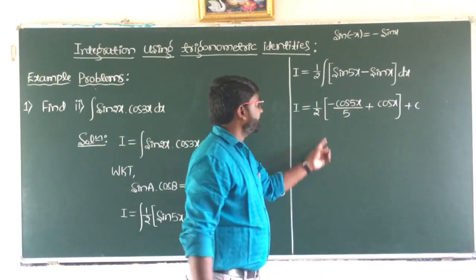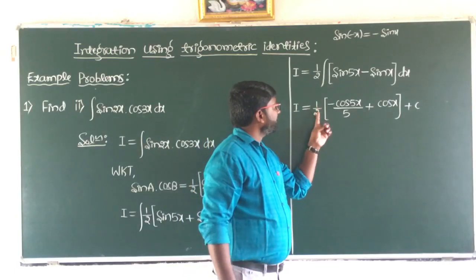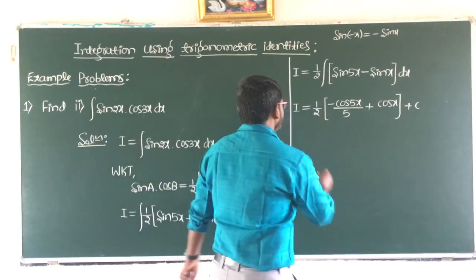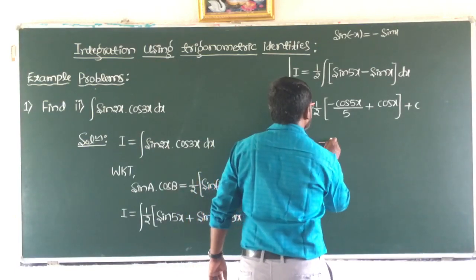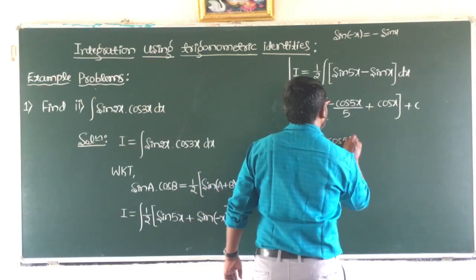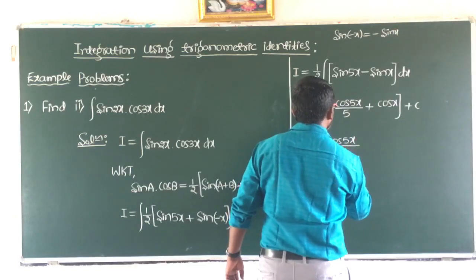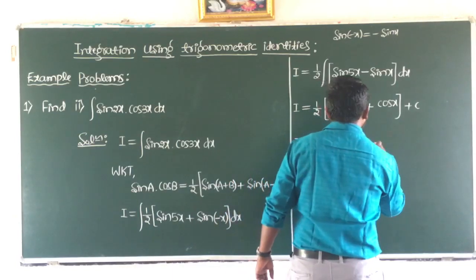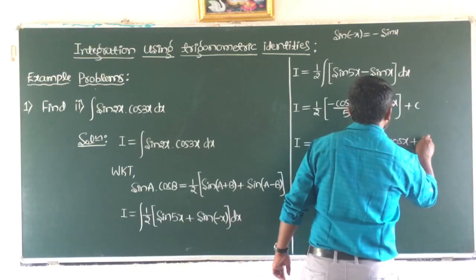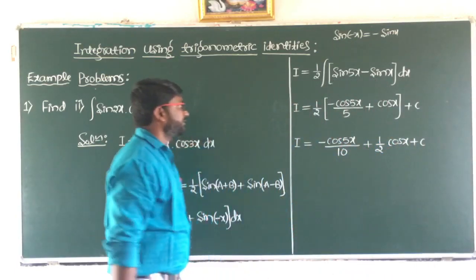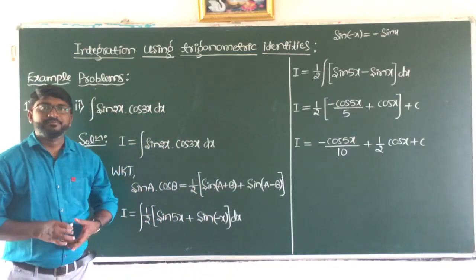Now we can multiply this 1 by 2 with these two terms. So I, which is equals to, what do we get? Minus cos 5x divided by 10 plus 1 by 2 cos x plus c. So this is all about the second example problem.